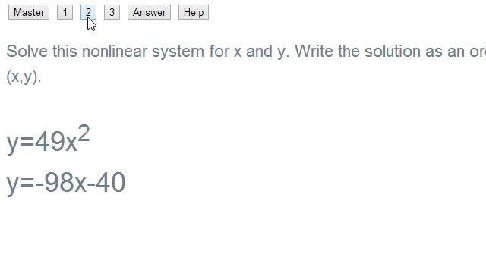Alright, let's look at number 2 here. You can see we have y is equal to 49x squared, y is equal to negative 98x minus 40. We're going to do this the same way. We're going to set them both equal to each other, and then solve for x. In this particular problem this is going to be a little bit more difficult, but if you followed some previous sections, you should know how to work this problem.